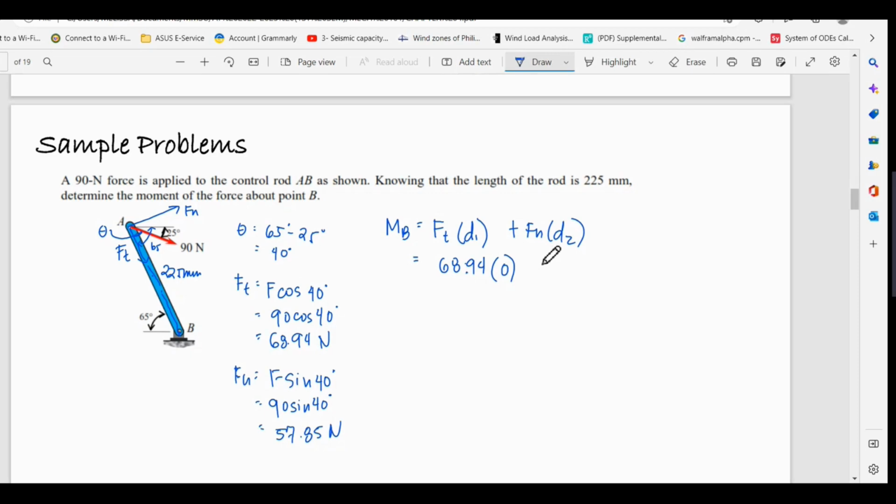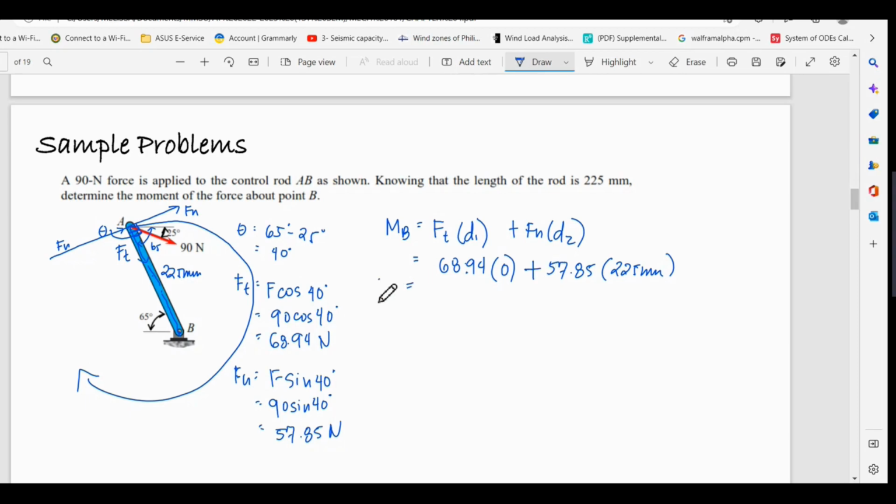Okay? What about Fn? So, ito yung Fn natin. Magmo-moment tayo sa point P. So again, this will be the distance kasi normal yan, 90 degrees yan. Therefore, Fn is equal to 57.85, the moment arm will be 225 millimeters. So, ano yun? Positive, negative? So, yung force F natin, let's say for example, nandito yung force Fn, principle of transmissibility. Itutulak niya ngayon yung ating rod into clockwise direction. Diba? Iikot yung ating rod pag naglagay tayo ng force dito into a clockwise direction. Therefore, it will become positive.